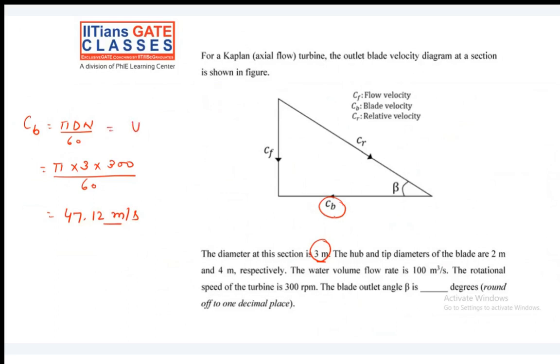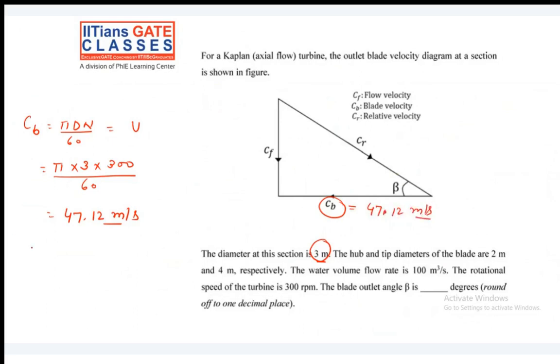What they have tried to do here is use different notation so that you get confused about which one is denoting whom. Why? Because we usually keep in mind those notations which we have studied in the classroom or in the books. So they have just tried to deflect you on that, but this is nothing to be worried about. So I know that this is U, and this value is now known. This is 47.12 meter per second.